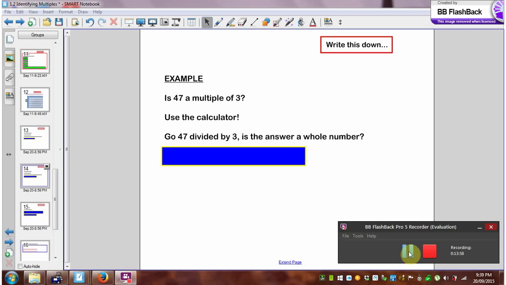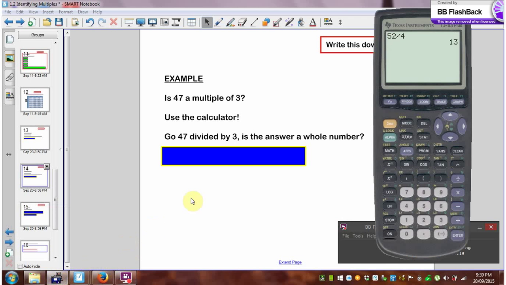Okay, copy this down, and then give it a try on your own. Once you have written this down, press play, and we'll go through it together again. So, is 47 a multiple of 3? Same thing as before, just different numbers. So we use the calculator again. So go 47 divided by 3.